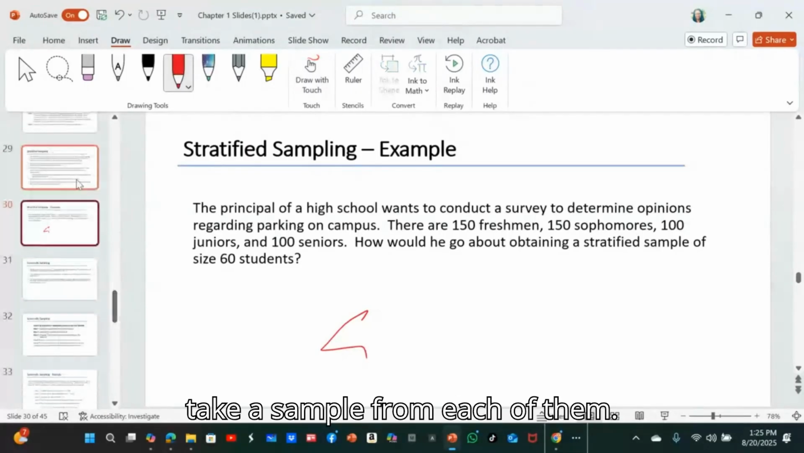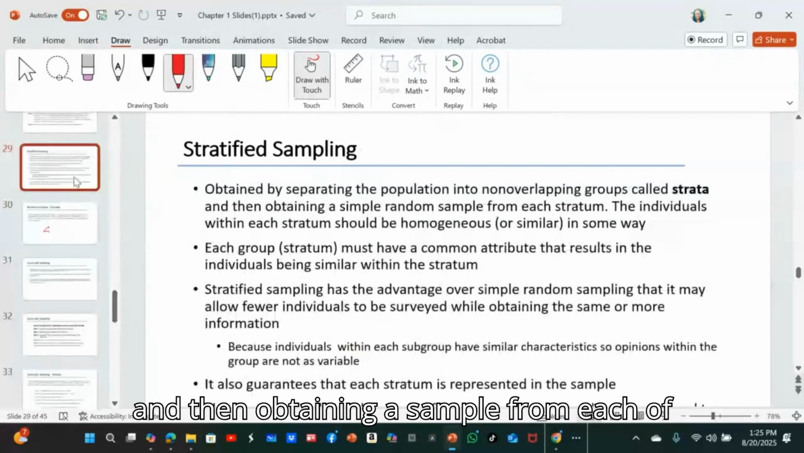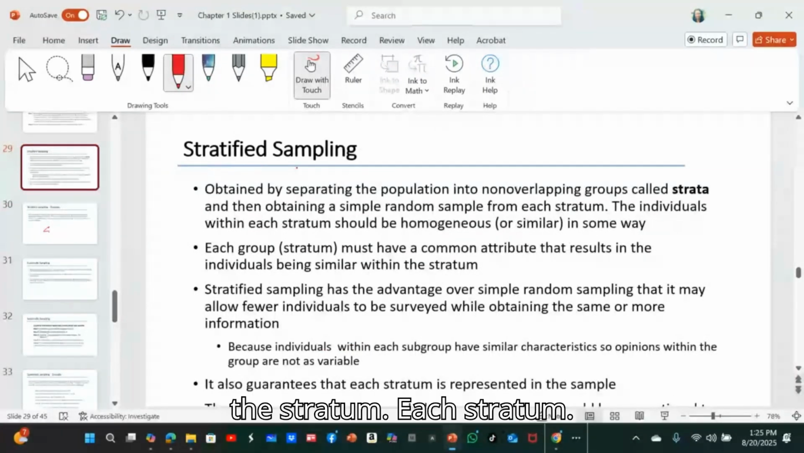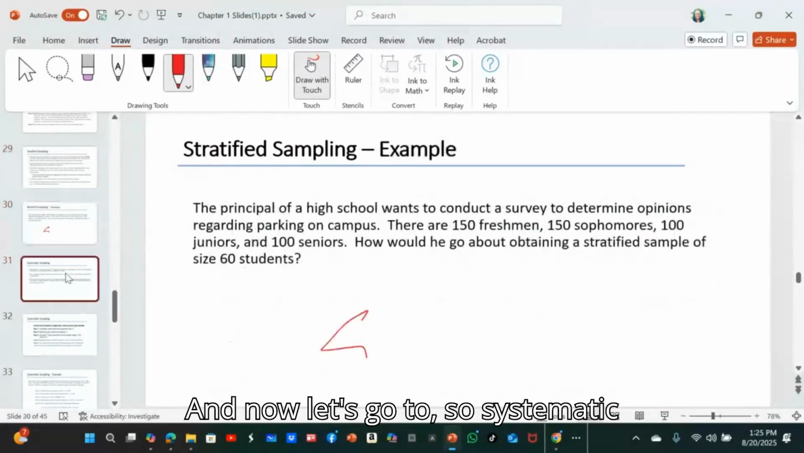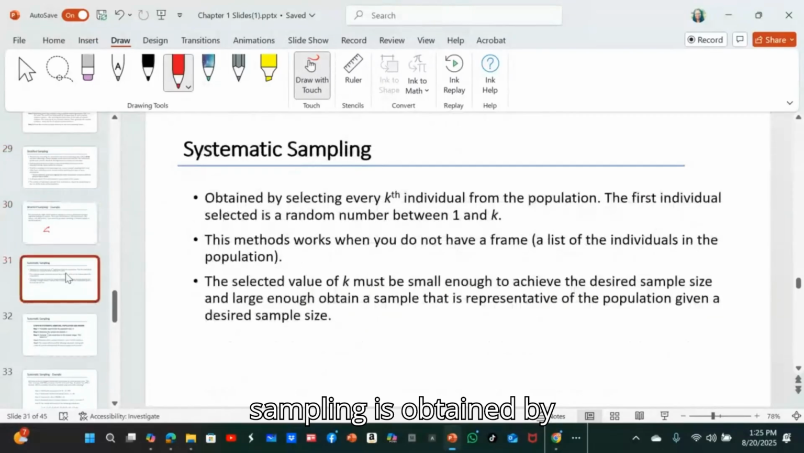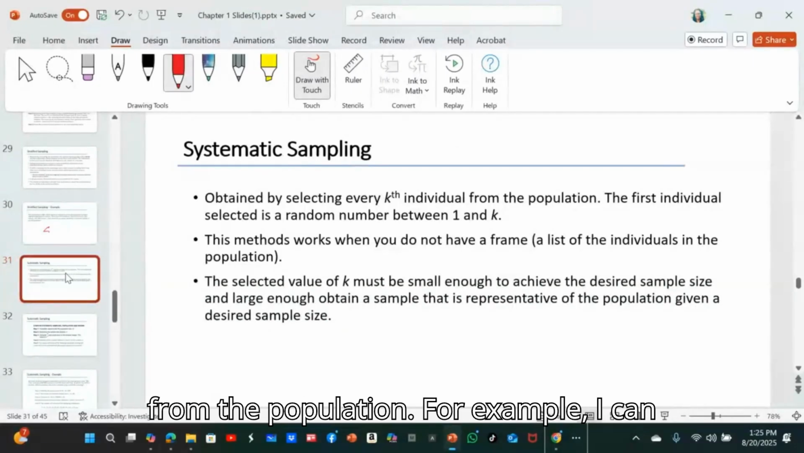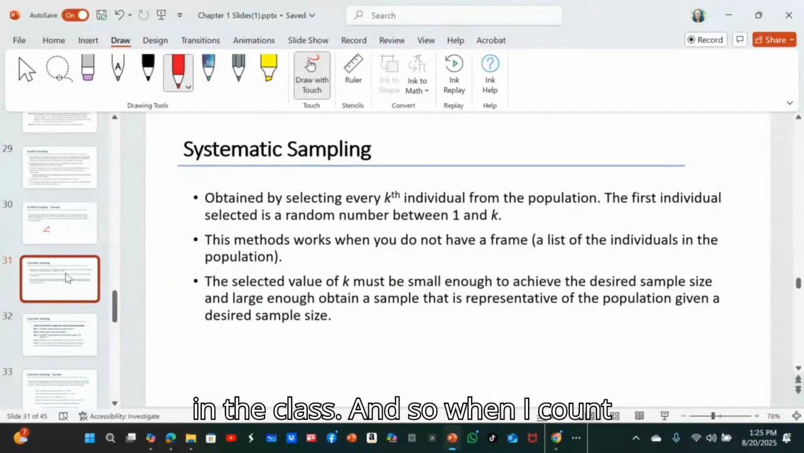You take a sample from each of them, and then obtain a sample from each of the strata. Each stratum is singular, strata is plural. Okay, and now let's go to systematic sampling, which is obtained by selecting every kth individual from the population. For example, I can say I want to select every fifth individual in the class. And so when I count 1, 2, 3, 4, 5, the fifth person is one of the individuals.